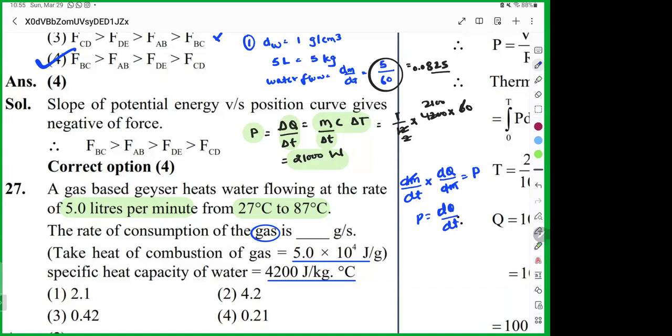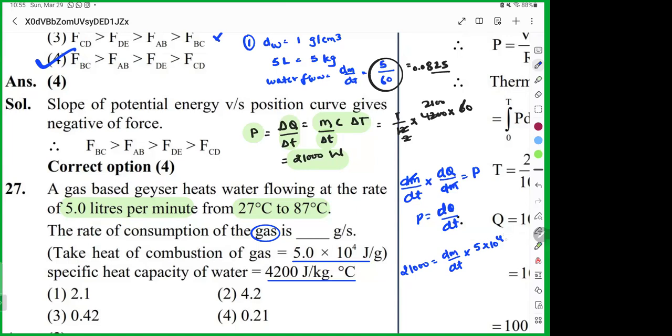If you understood this, then power is equal to 21,000. dm by dt we have to calculate, and dq by dm is given as 5 into 10 raised to power 4. You can calculate the answer.